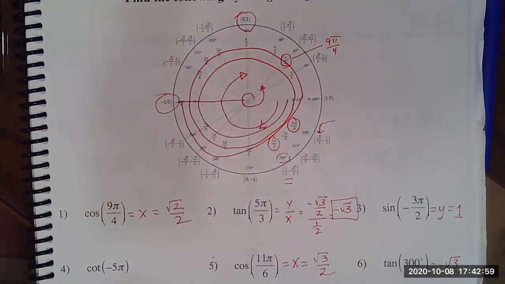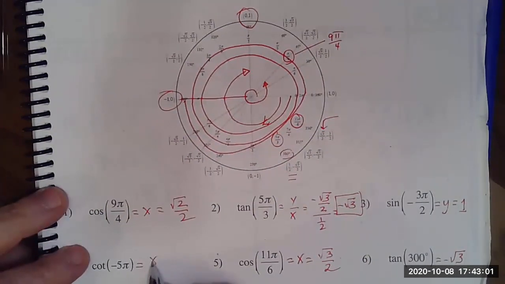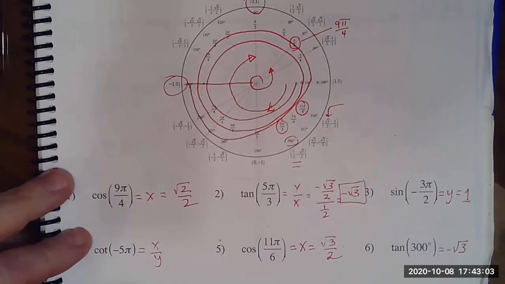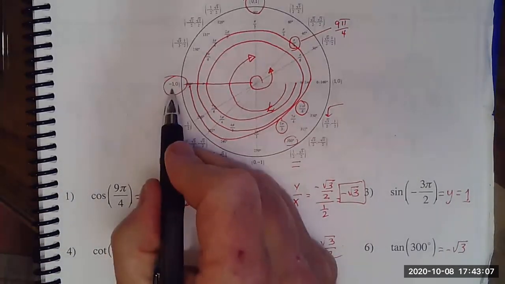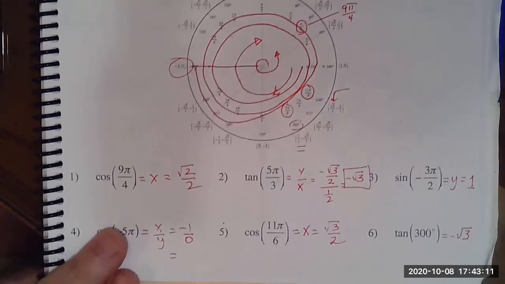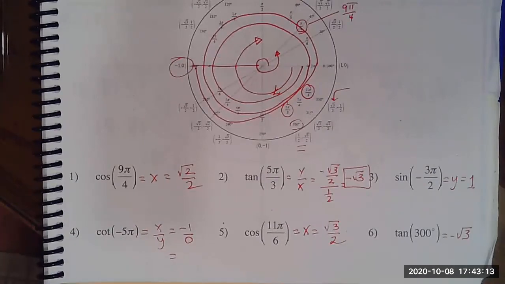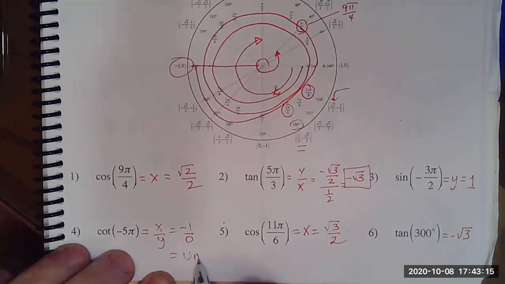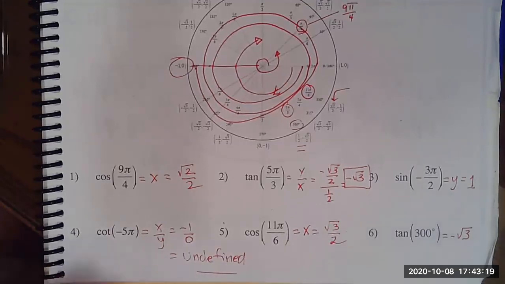I want cotangent. Cotangent is x over y, because tangent is y over x. So x over y, negative 1 over 0. Aha, that is undefined. That's the phrase you want to use: undefined.